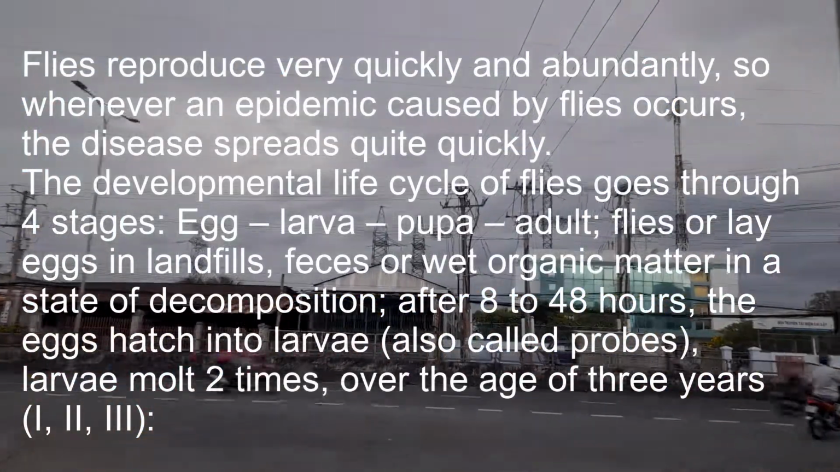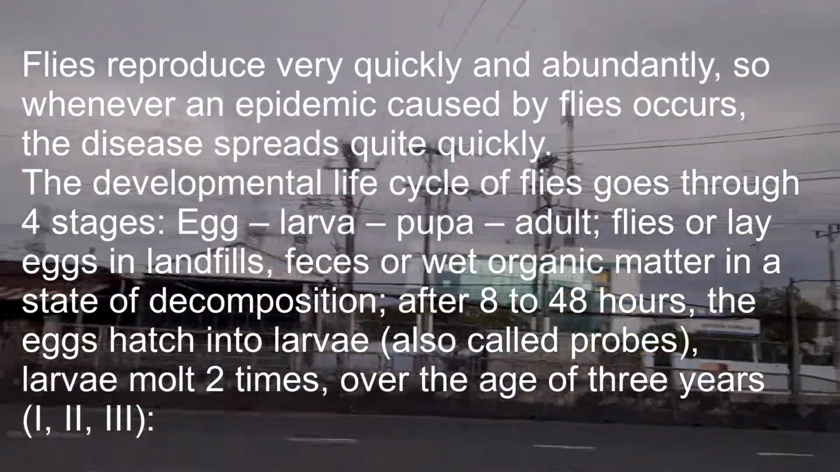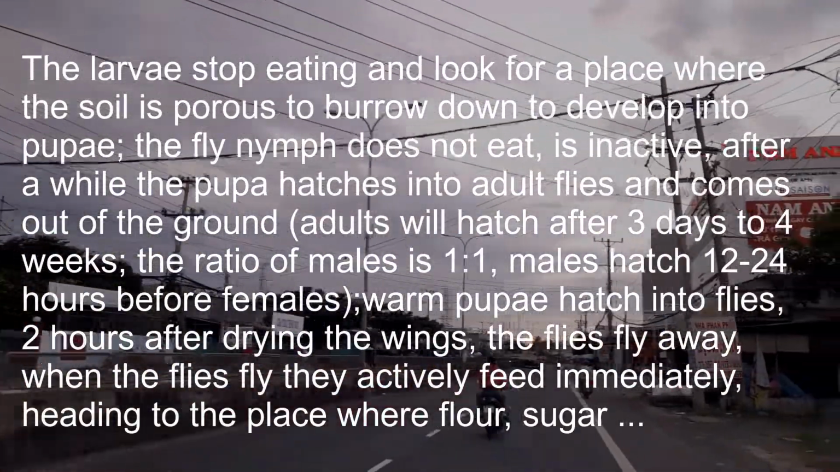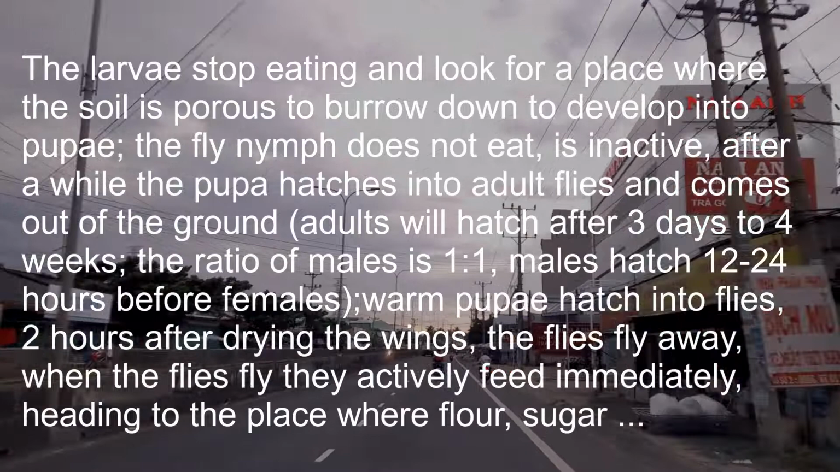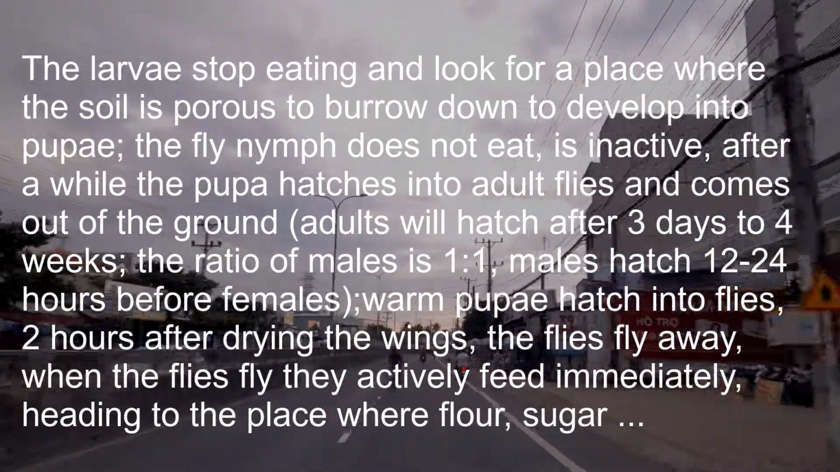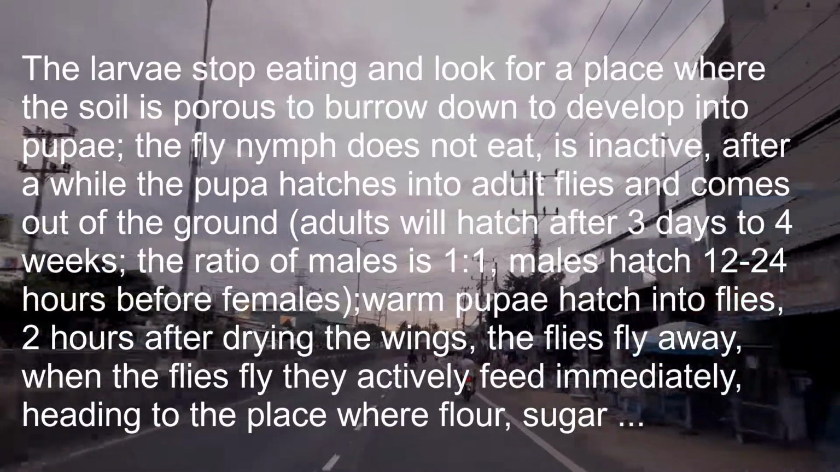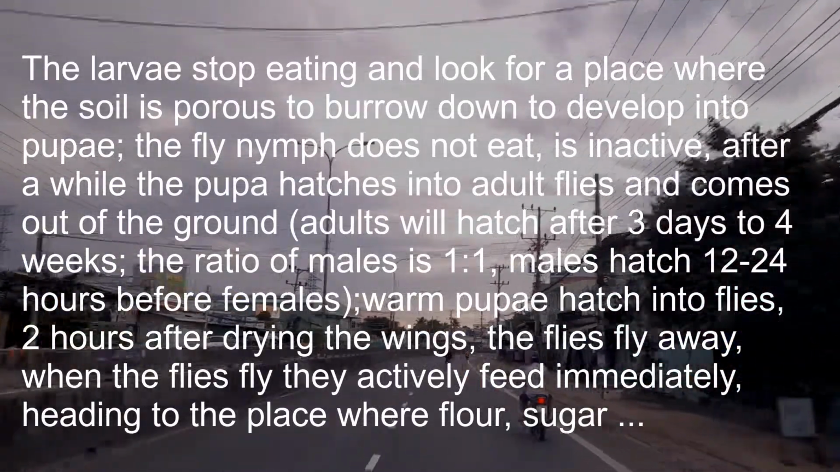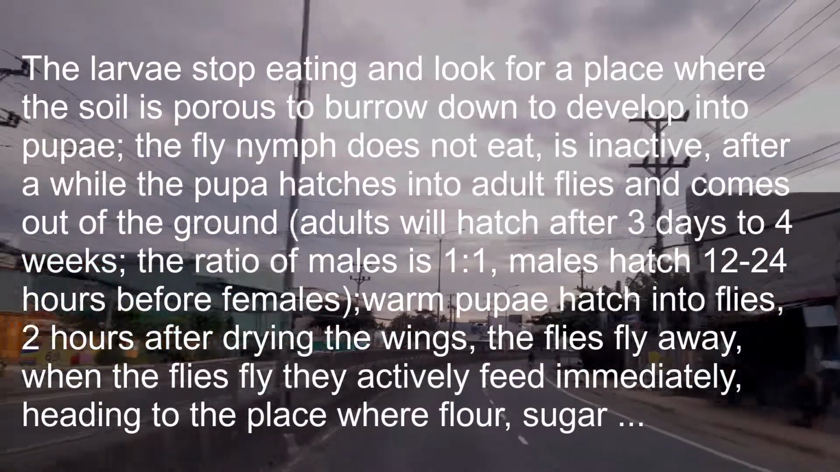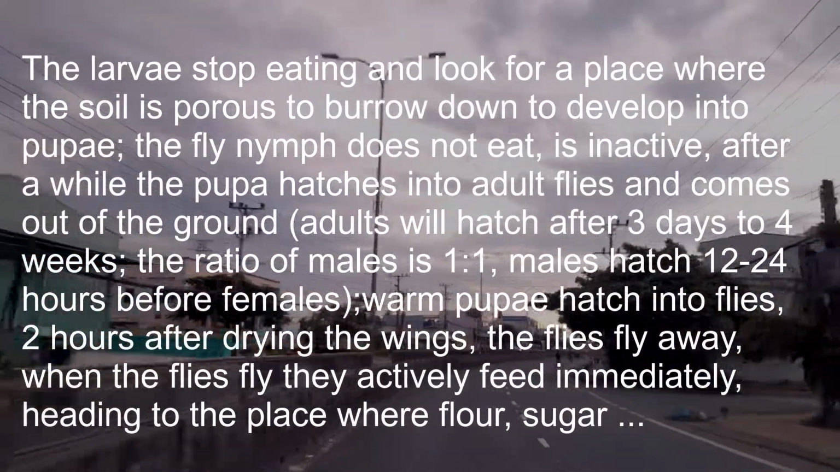Larvae molt 2 times, over 3 ages: 1, 2, 3. The larvae stop eating and look for a place where the soil is porous to burrow down to develop into pupae. The fly pupa does not eat and is inactive. After a while the pupa hatches into adult flies and comes out of the ground. Adults will hatch after 3 days to 4 weeks.